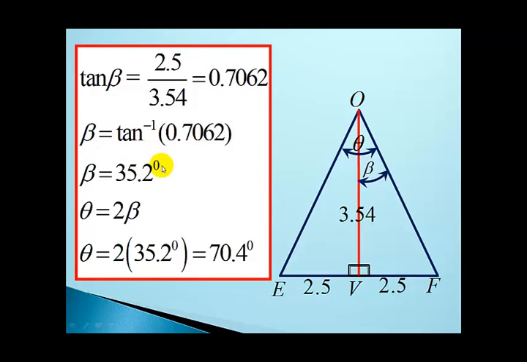Now, you know that the angle theta is equal to 2 times beta. So when you multiply 2 by beta, we have the angle theta. And so theta will be equal to 2 times 35.2 degrees, and this is equal to 70.4 degrees. So the angle theta is equal to 70.4 degrees.